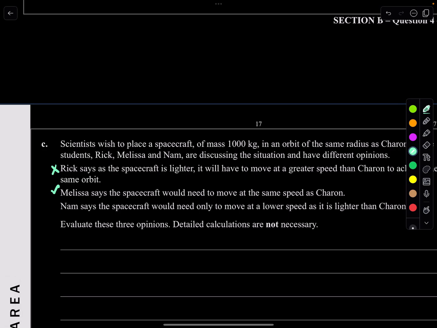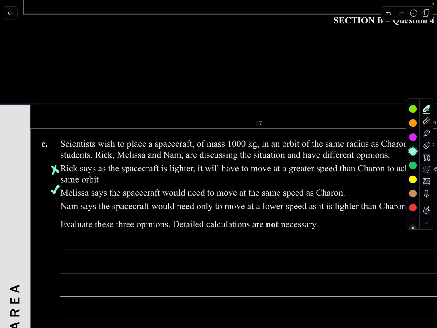Nam says that the spacecraft would need to only move at a lower speed as it's lighter than Charon. Again, even though it's lighter than Charon, remember, the mass of your satellite, or the mass of your spacecraft, is independent of the velocity.